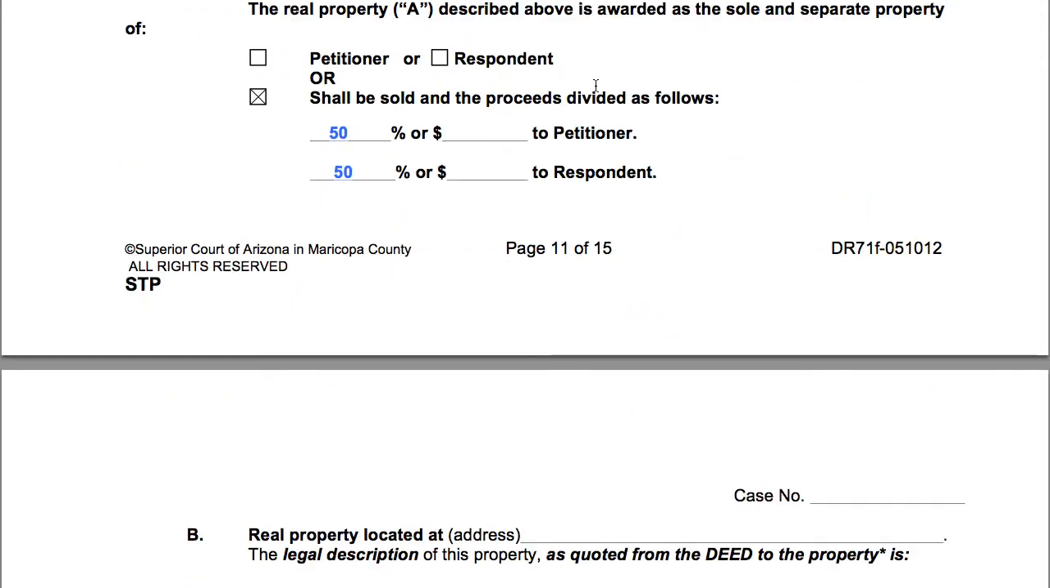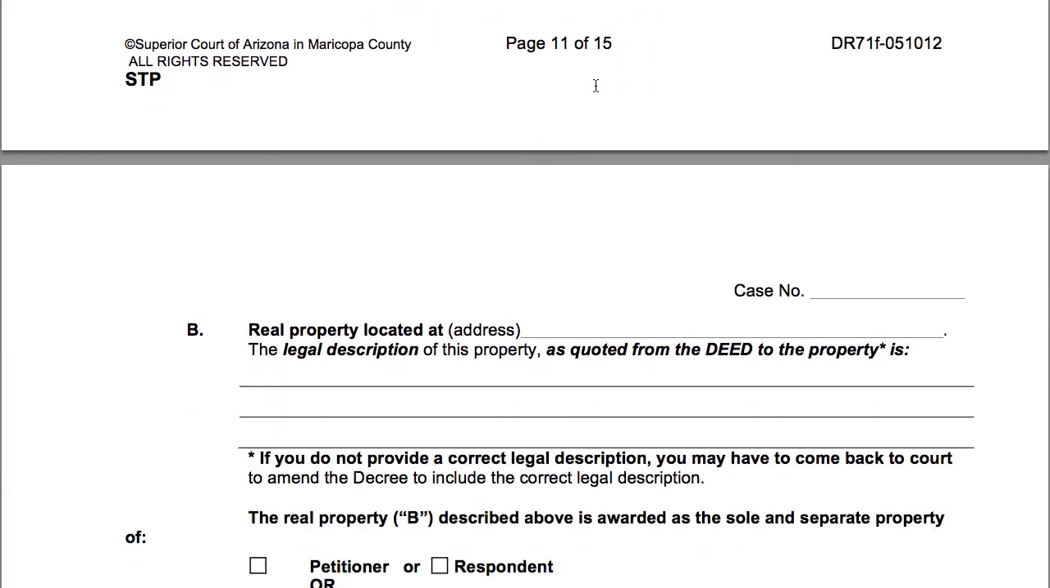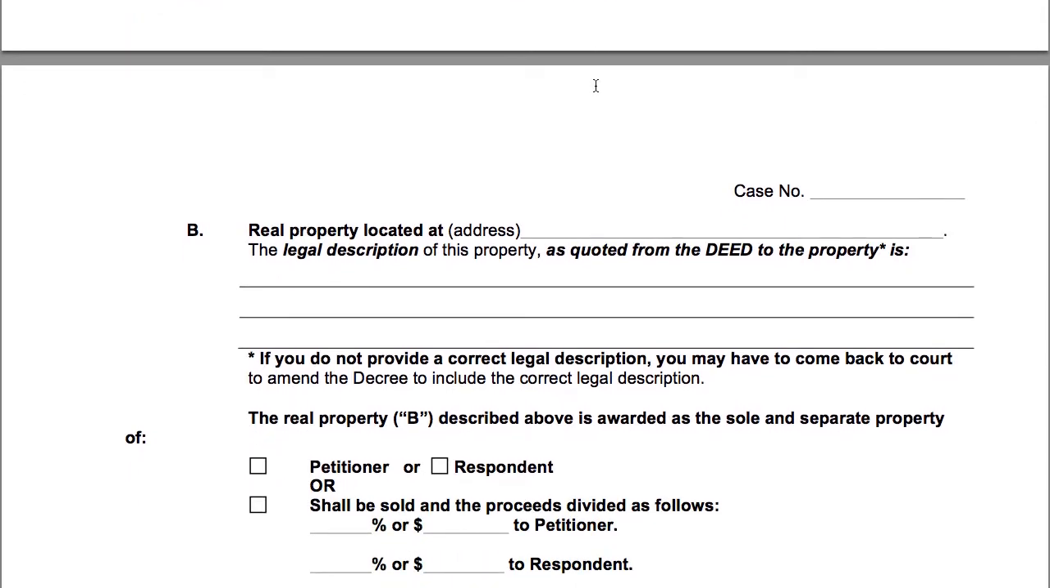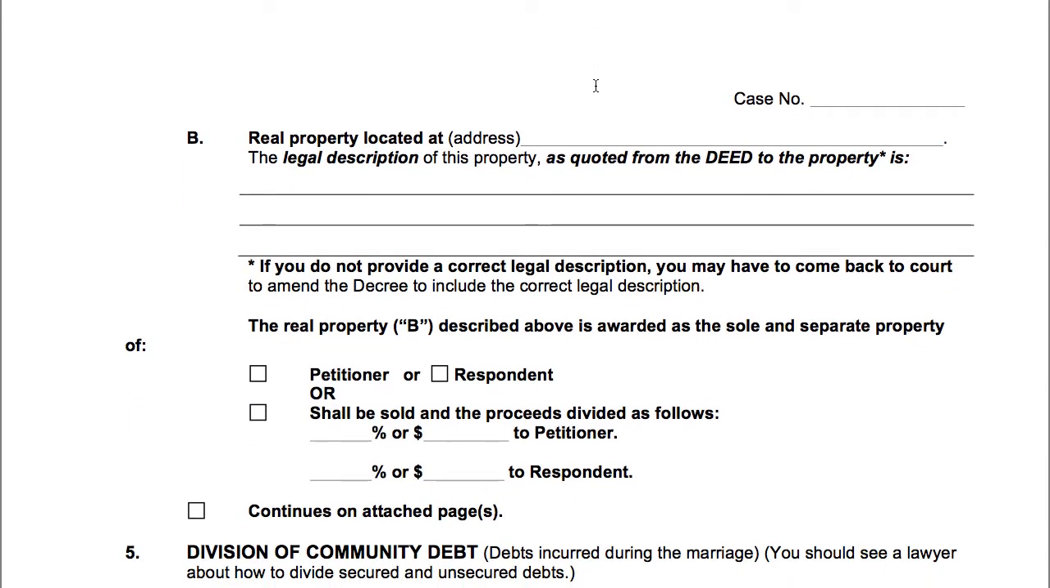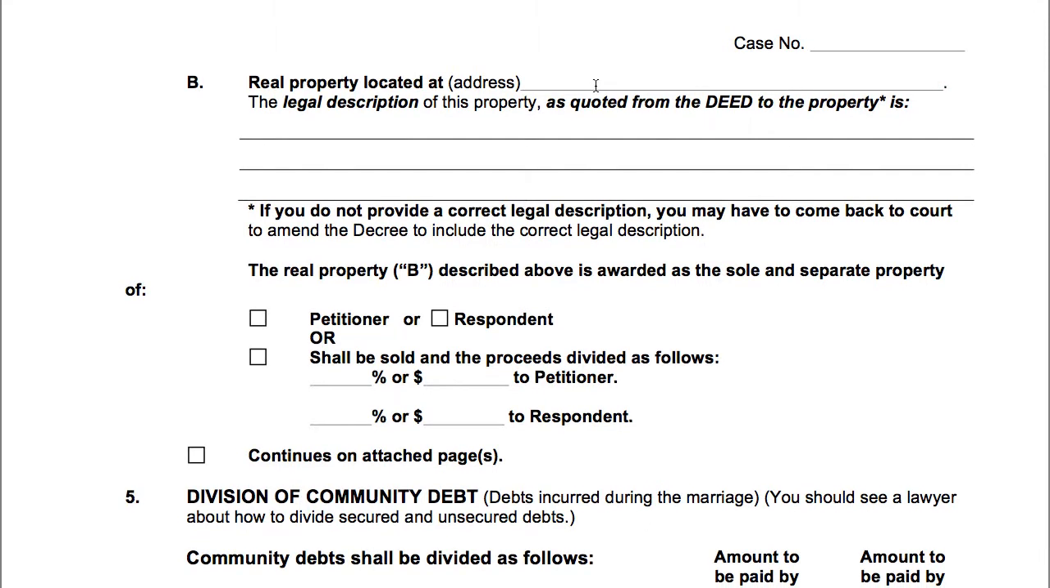You might also want to decide who's going to pay the expenses while somebody's living there and how long they're going to allow that person to live there in case it doesn't sell, or if the other party's going to refinance it. All these types of things can be determined if you have a house to split. So you'll check the appropriate boxes.